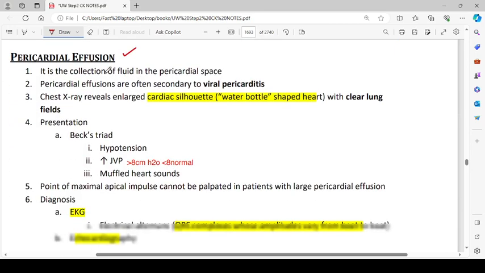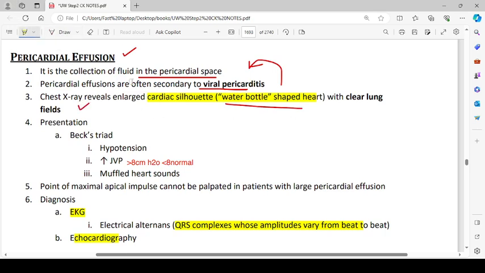Pericardial effusion is the collection of fluid in the pericardial space. Pericardial effusions are often secondary to viral pericarditis, which can cause the accumulation of fluid in the pericardial space. The chest X-ray reveals an enlarged cardiac silhouette, that is a water-bottle-shaped heart, with clear lungs. It is very important that in pericardial effusions and tamponade we have clear lung fields.